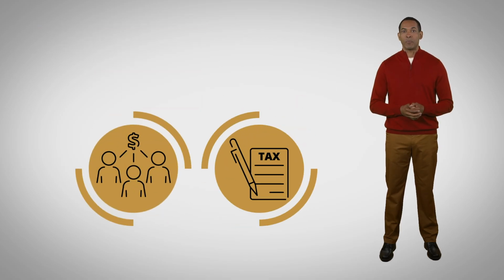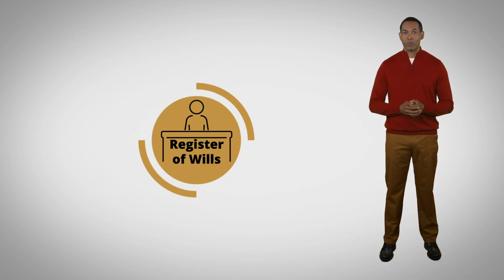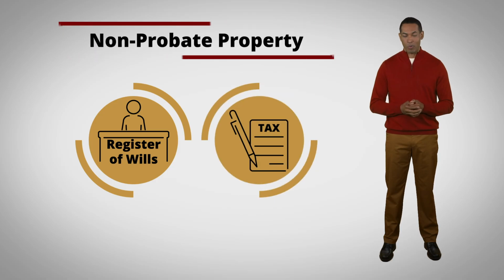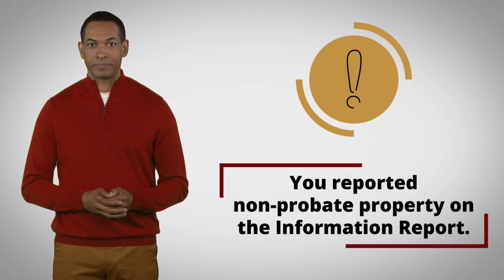Inheritance tax is paid on both probate and non-probate property. So far, we have only discussed inheritance tax as it applies to probate property. If taxable, the Register of Wills collects the tax on non-probate property. Remember, you reported non-probate property on the information report.